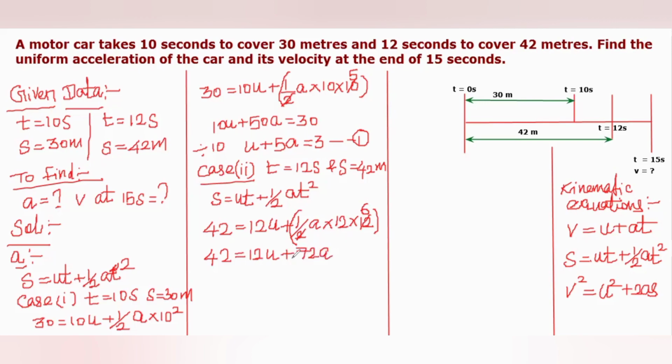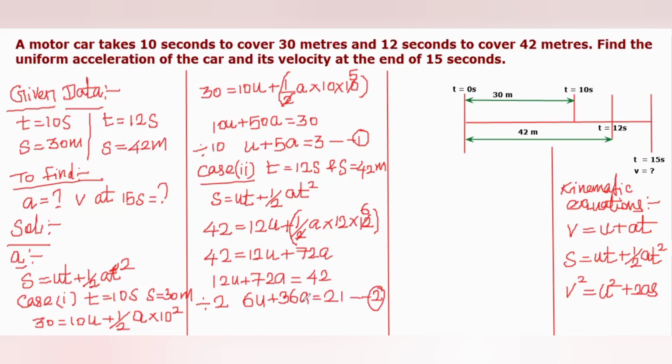This we can rearrange as 12u plus 72a equal to 42. Here we have 12, 72 and 42, so divide by 2 throughout the equation. We can rewrite this equation as 6u plus 36a equal to 21. That is the second equation.